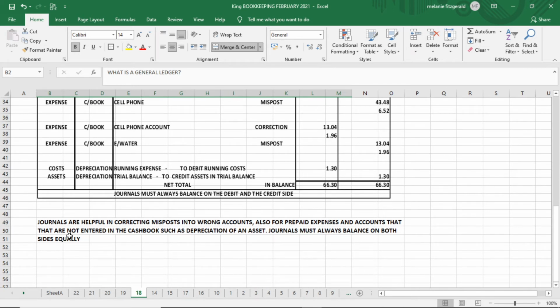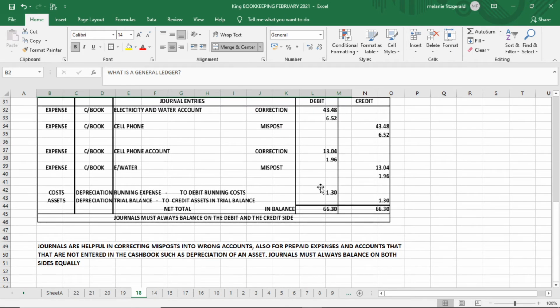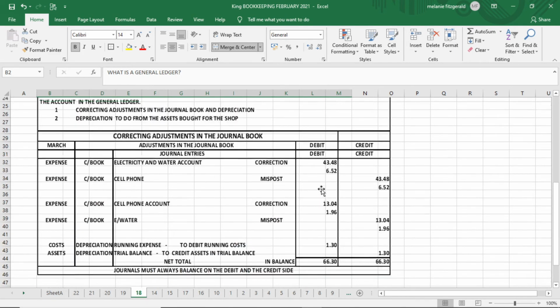Okay, journals are helpful in correcting misposts into wrong accounts. Also for prepaid expenses and accounts that are not entered in the cash book, such as depreciation of an asset. Journals must always balance on both sides equally. Keep going on about that because it's very important. If they don't balance, there's a problem. All right, so that's it on journals.